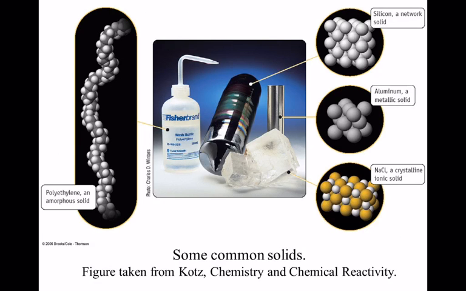I'm sorry, is the polyethylene the liquid inside the bottle or the bottle? It's the bottle. It's the outside. It's the plastic. It's like flexible. Yep, this is an example of an amorphous solid.